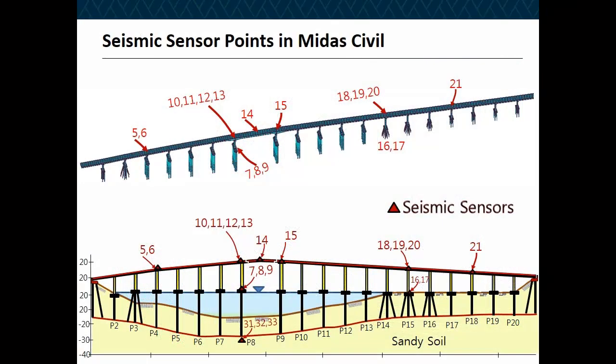So again, now we're looking at a schematic of the instrumentation on the bridge. We have a seismic instrument at the bottom of Pier 8, which is right here. We have instrumentation at the top of the pile cap, bottom of the column. We have instrumentation also at the superstructure. These are all the channels. For example, channels 5 and 6 are at Pier number 4, channels 10, 11, 12, 13, and so forth are at Pier 8 and so forth throughout the structure.